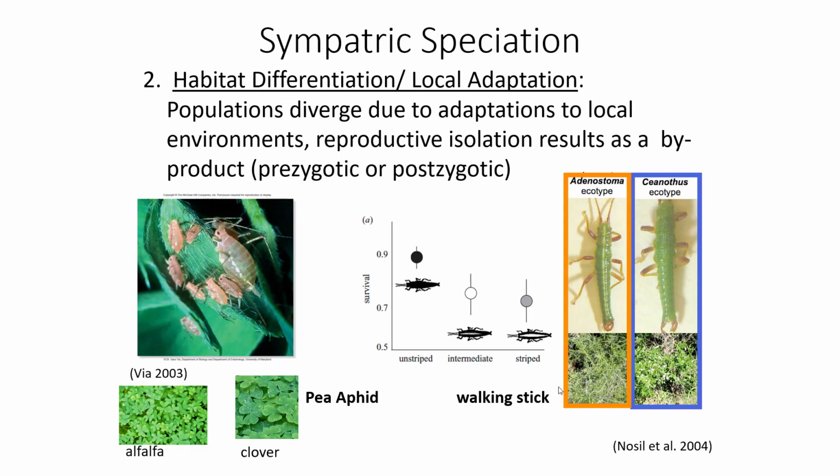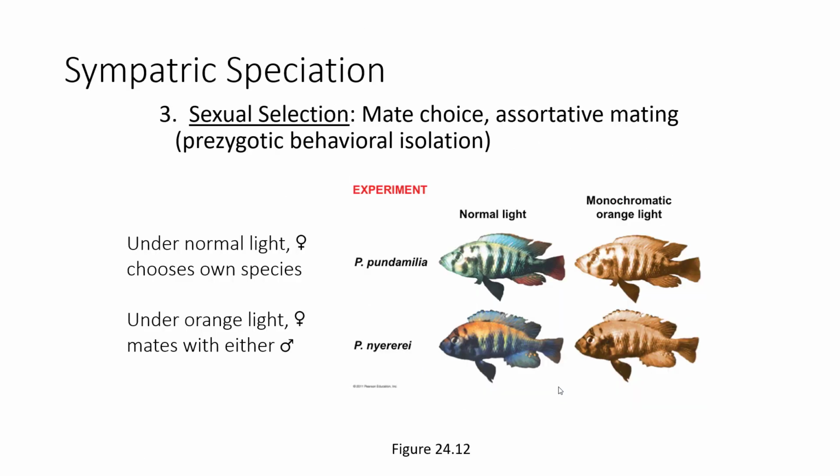We can see this on different aphids that live on alfalfa and clover, or different walking sticks that have different ecotypes based on the different species of plants on which they live, and thus the camouflage they have to have. So these little adaptations cause the intermediate form to actually be less viable than either of the species, and thus reinforces the isolating mechanisms.